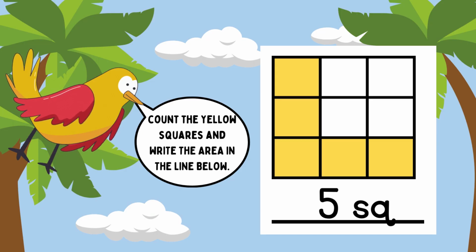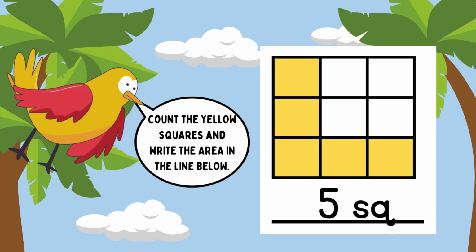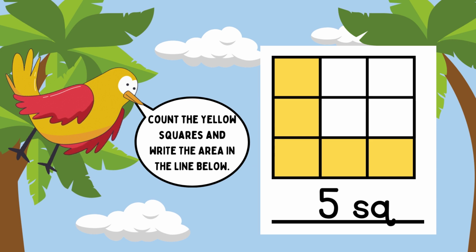Now let's look at the way to find out the area of rectangle on a grid. Before we start discussing about the grid, can you count with me the number of yellow colored square units? 1, 2, 3, 4, 5. So the area of yellow colored square units is 5 square units. This is how we find the area of rectangle on a grid.